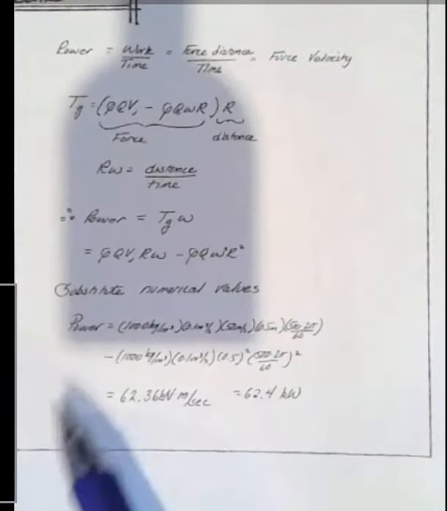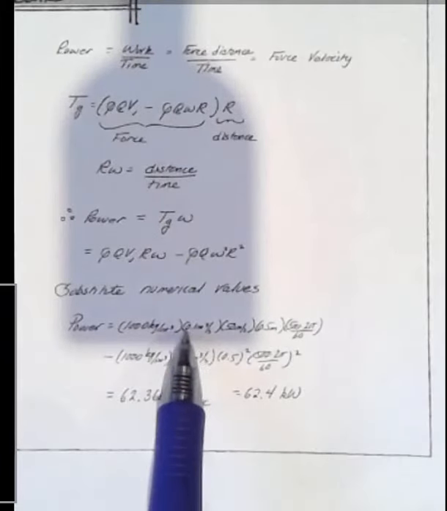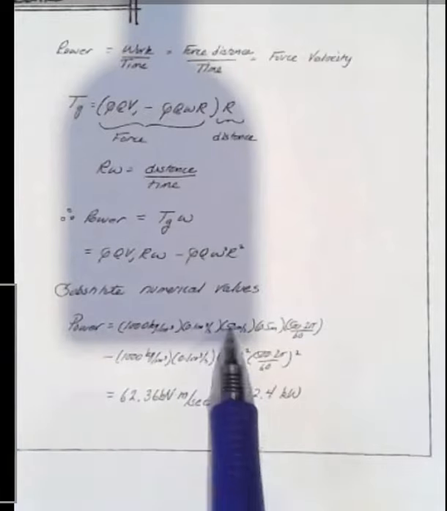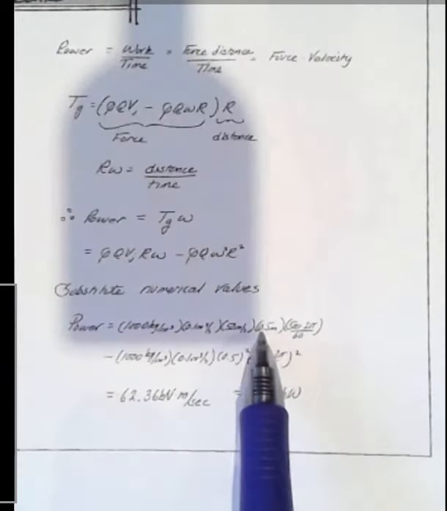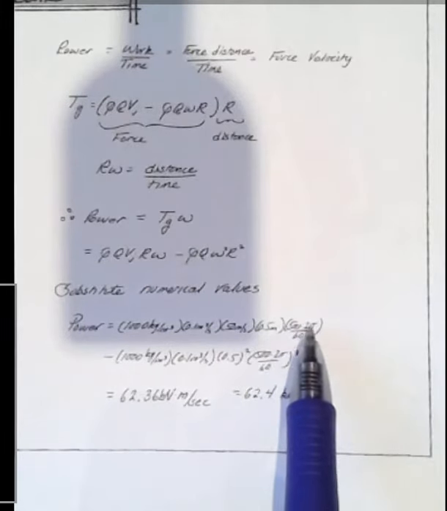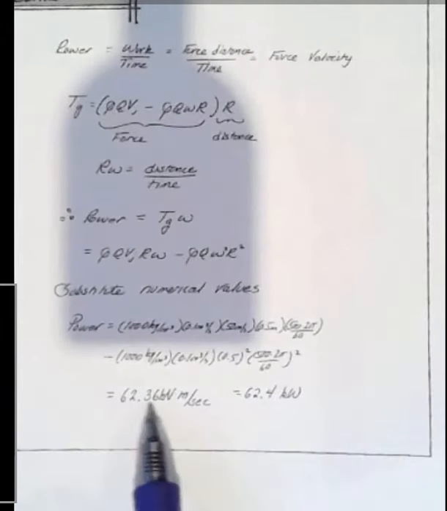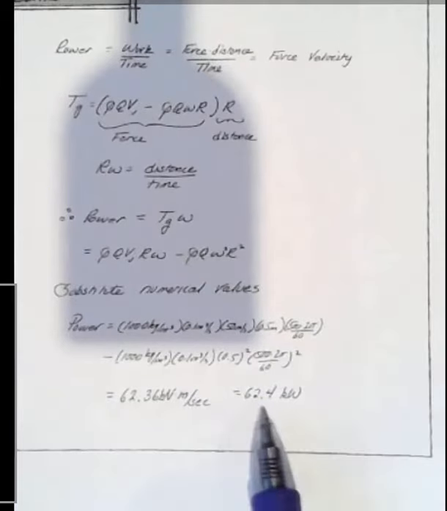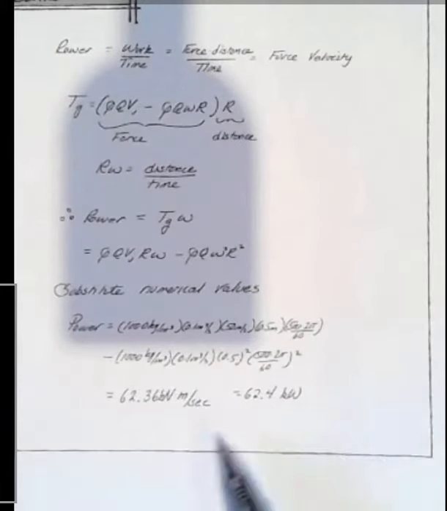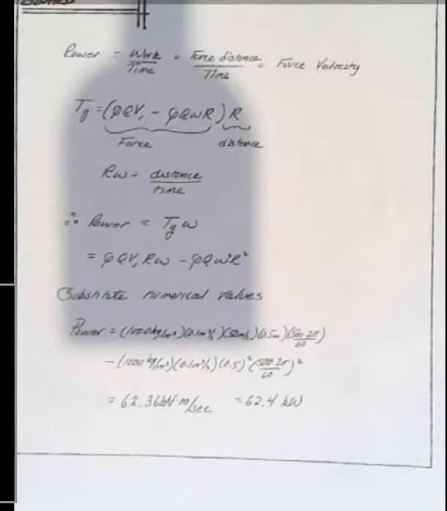Now when we substitute in numerical values, rho 1,000 kilograms per meter cubed, 0.1 meters cubed per second for Q, 50 meters per second for the velocity of the jet, 0.5 meters for the radial arm distance, times 500 times 2 pi divided by 60, that's to convert our angular frequency into radians per second, equals 62.36 kilonewton meters per second, which is, rounded up, 62.4 kilowatts. Okay, so that's how to do it with a moving control volume.